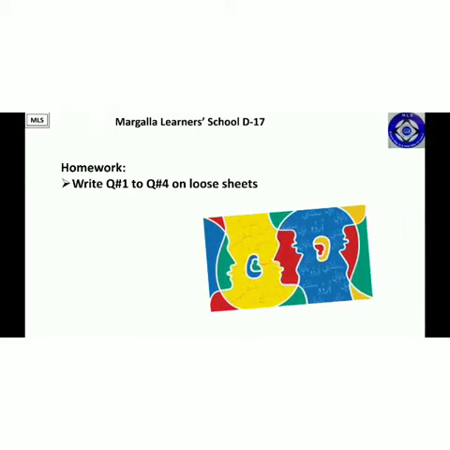Now your homework is to write question number 1 to question number 4 on your loose sheets, and another task is to learn the question answers as well.